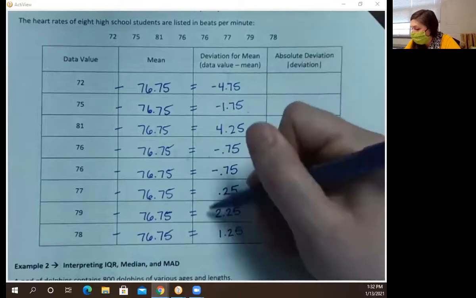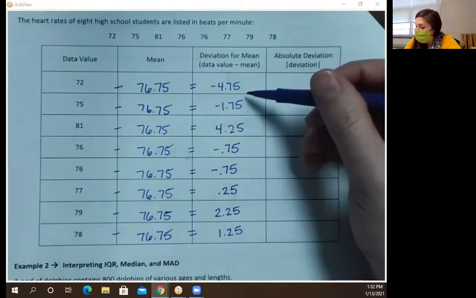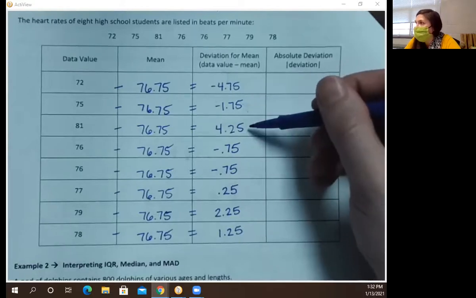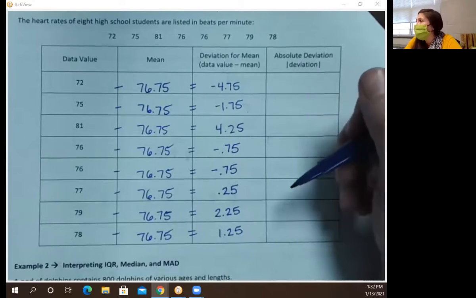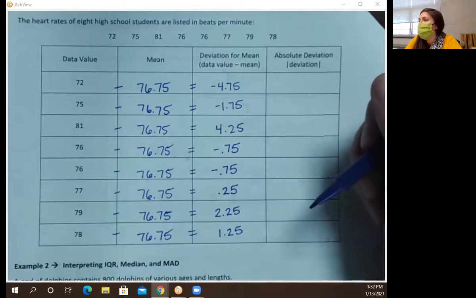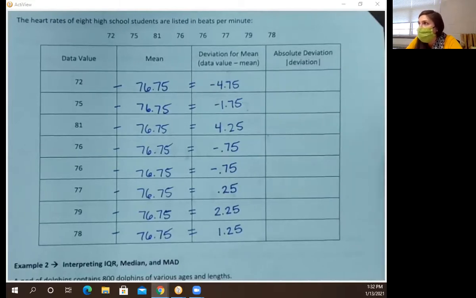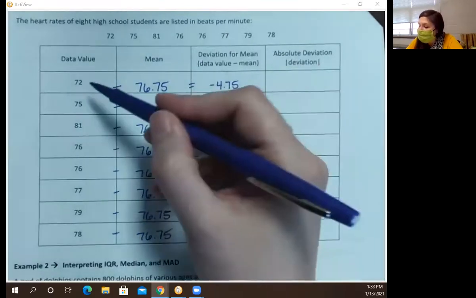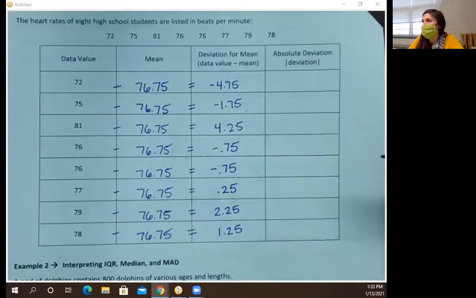So what we see in this deviation from the mean column is how far below or above each individual data point is from the mean. It should make sense that we've got some negative values and some positive values, right? We should have that mean kind of towards the middle of our data. So I would expect some values to be lower, some higher. If it's smaller, I would get something negative. If it's bigger than the mean, I would get something positive.